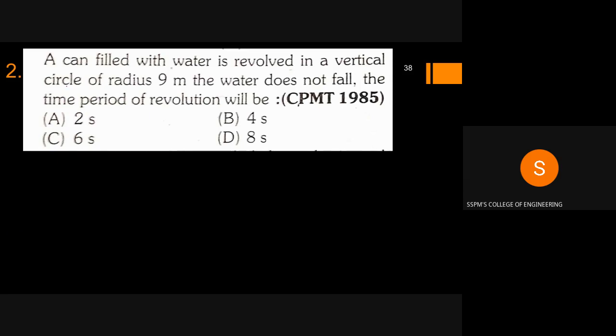For the second problem, a can filled with water is revolved in a vertical circle of radius 9 meter. The water does not fall. The time period of the revolution will be? Okay. So as the water does not fall, it means the weight of the water must be balanced by the centrifugal force.